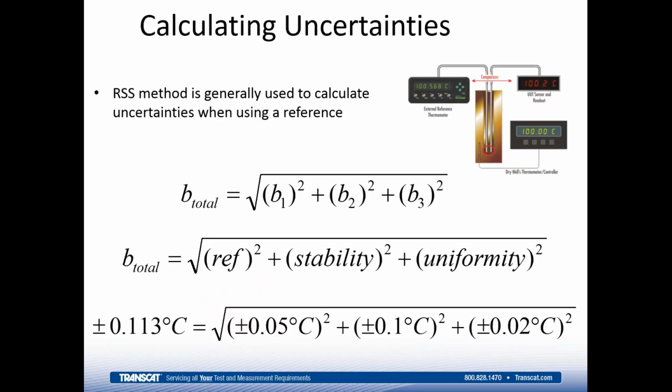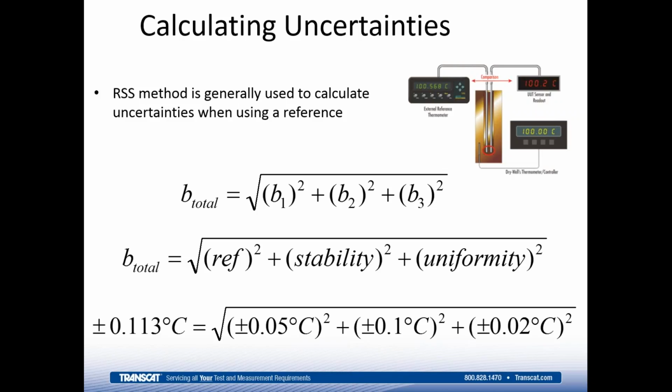Now, when I have all of these uncertainties, I'm going to want to calculate what the total uncertainty is. Say, for example, I'm going to use that external reference thermometer and I want to determine what my improved uncertainties are. How much better is it? I can take all these different components off of the spec sheet and combine them together in a special way that we call RSS. RSS stands for root sum squares.